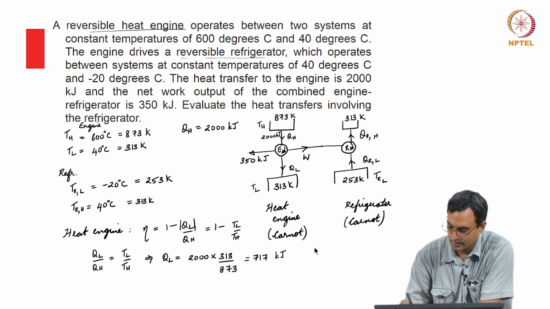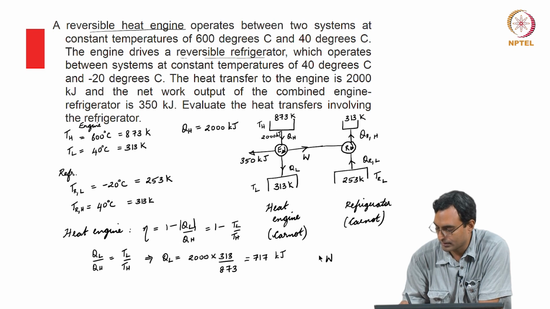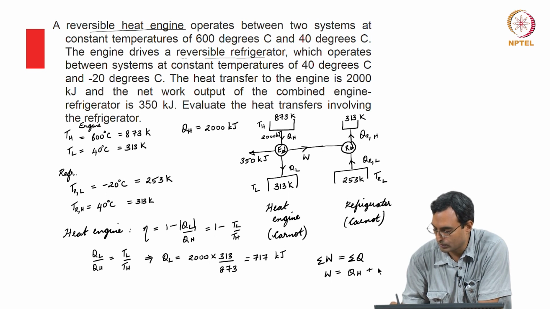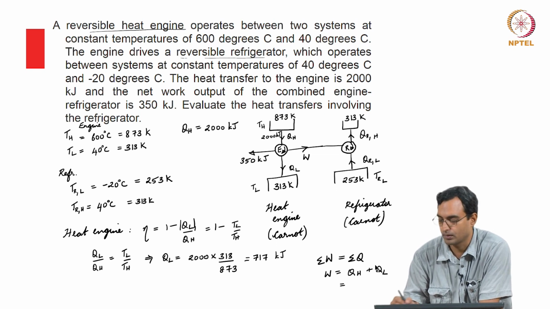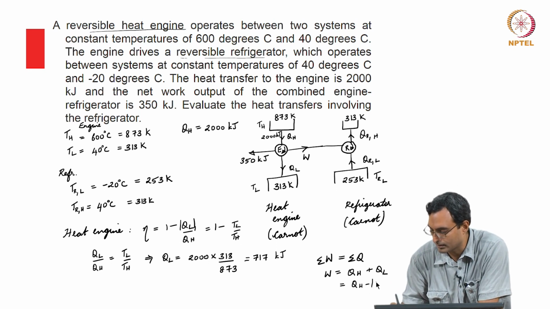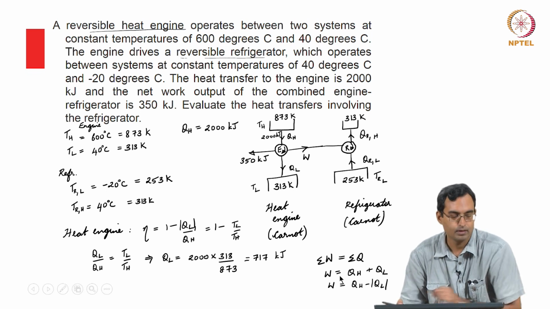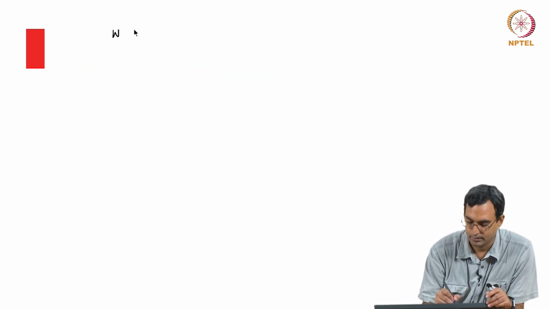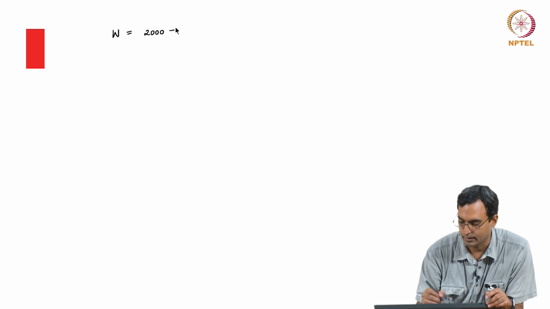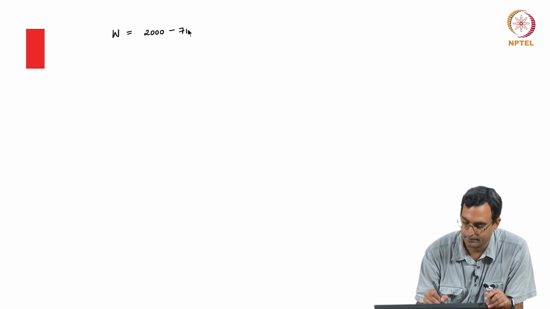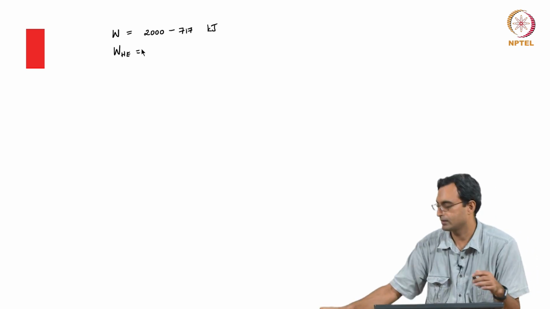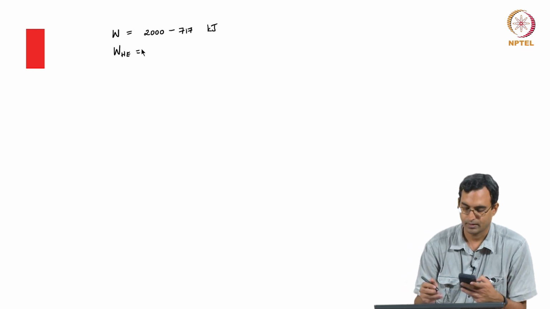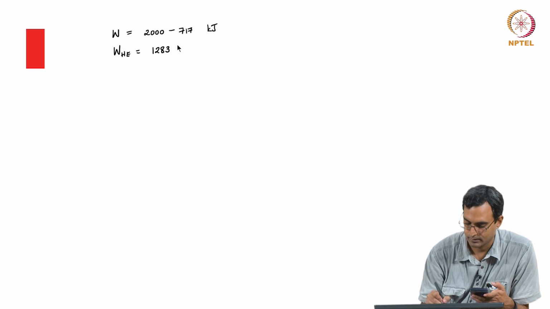So, I have got QL, I have QH. So, the work from first law, sigma W is sigma Q, or W equal to QH plus QL with the appropriate sign conventions, acknowledging that QH is positive coming into the system and QL is negative going out of the system. This is QH minus mod of QL, taking the signs into account. So, essentially W is QH, which was 2000 kilojoule, minus QL, which we just found as 717 kilojoule. So, the work produced by the heat engine is essentially 1283 kilojoule.